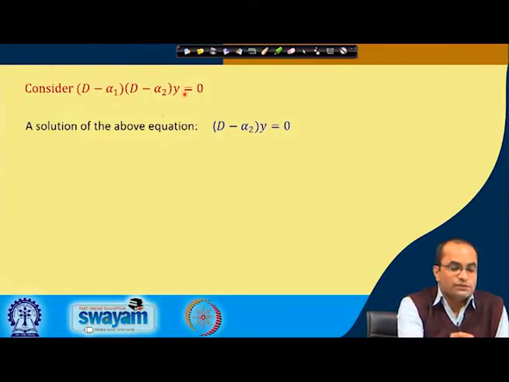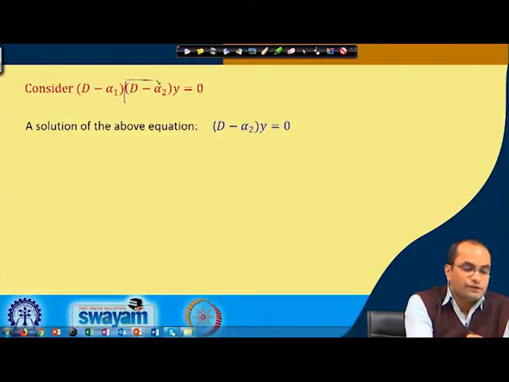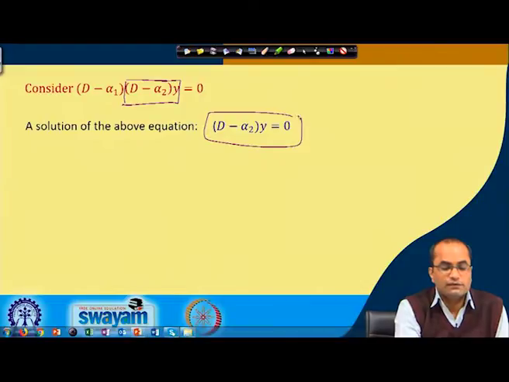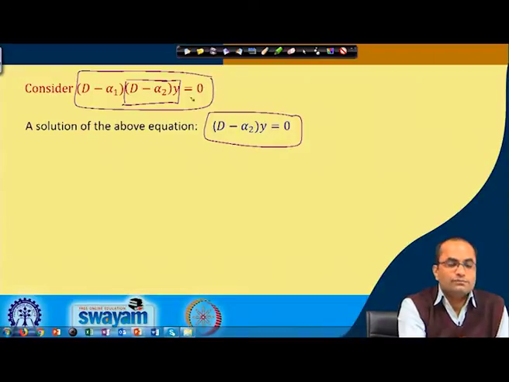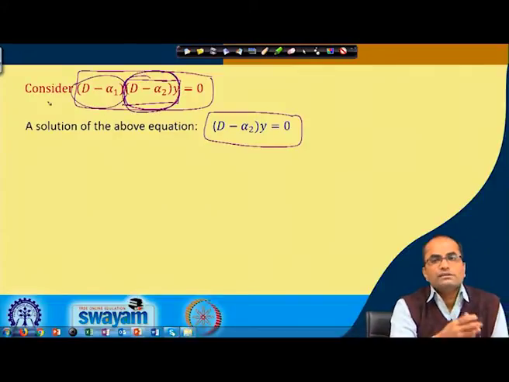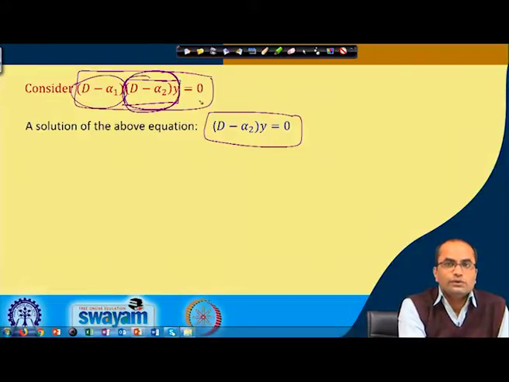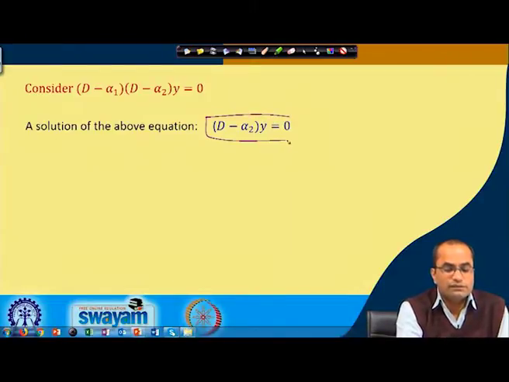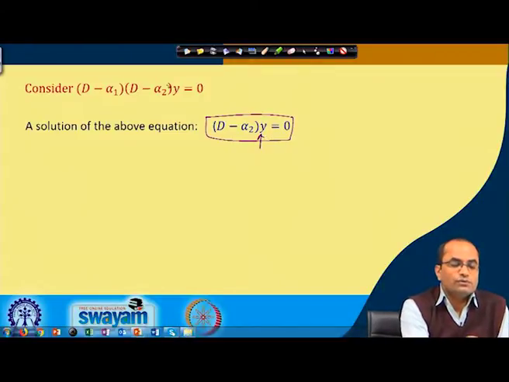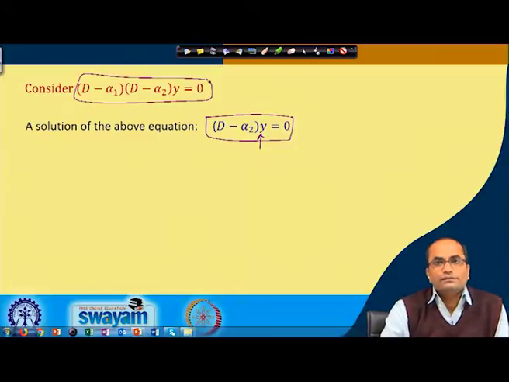A solution of the above equation will be a solution here. If we find a solution of (D minus alpha 2) y is equal to 0, then this will also satisfy the given equation, because once we know that this y gives (D minus alpha 2) y equal to 0, if we operate D minus alpha 1 on 0 we also get 0. That is the idea: we look for a solution of the differential equation (D minus alpha 2) y equal to 0, and whatever solution we get will also be a solution of the given differential equation.